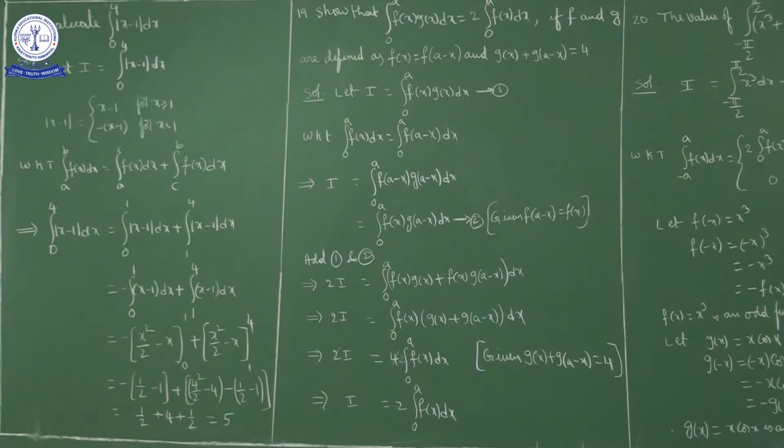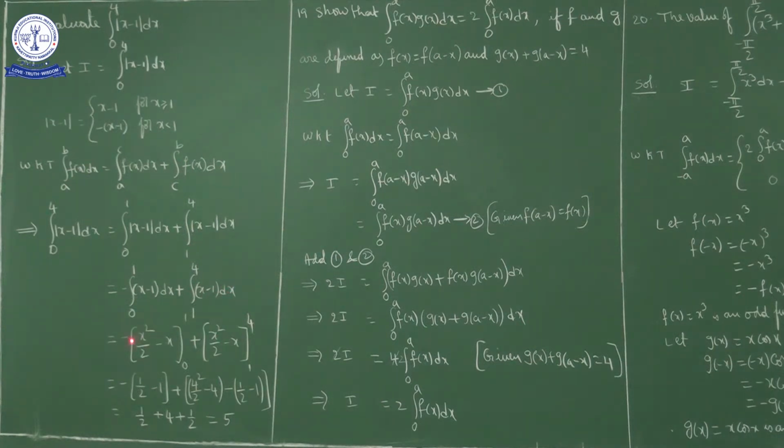Integral 0 to 1 modulus of x minus 1 dx plus integral 1 to 4 modulus of x minus 1 dx. Now for 0 to 1, meaning below 1, what is modulus of x minus 1? It is minus of x minus 1. So I'll write the minus outside: minus of integral 0 to 1 x minus 1 dx, plus integral 1 to 4, above 1, modulus of x minus 1 opens as x minus 1, so it is integral 1 to 4 x minus 1 dx.